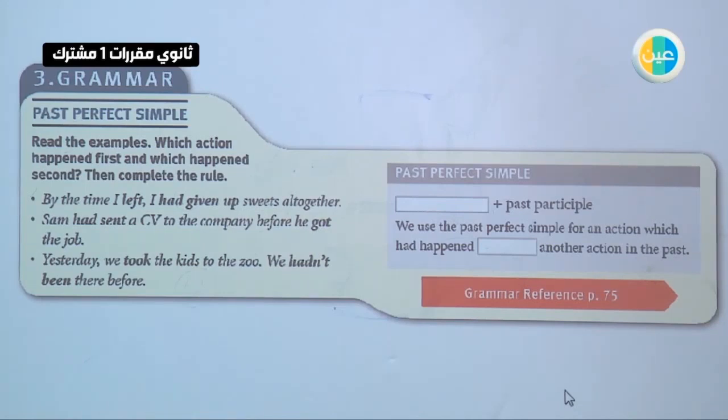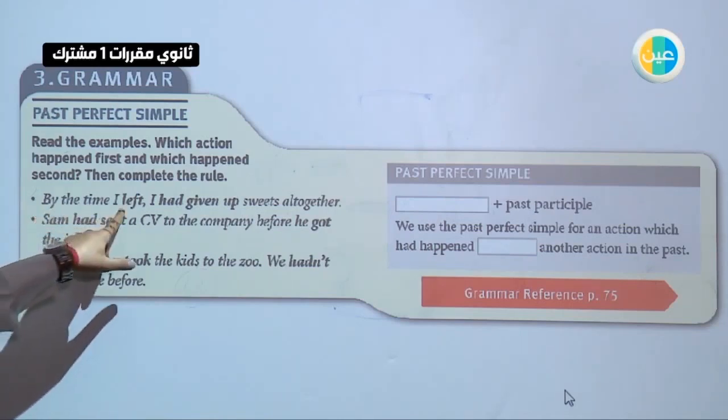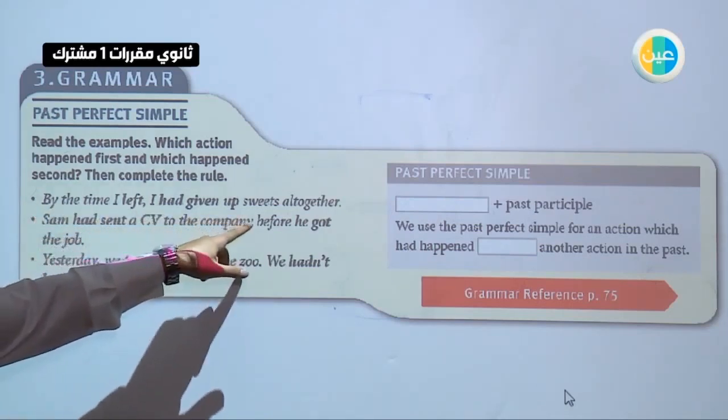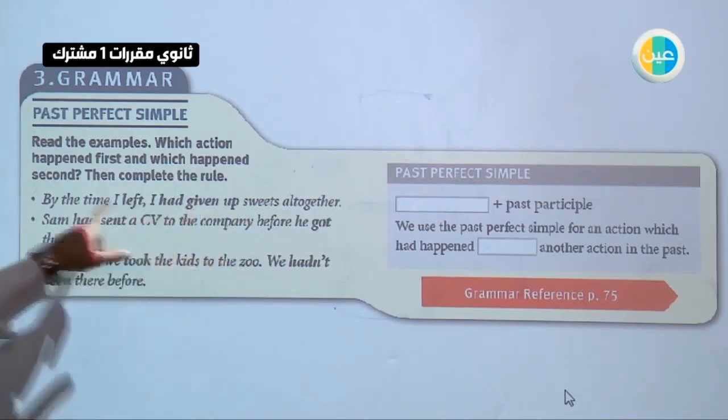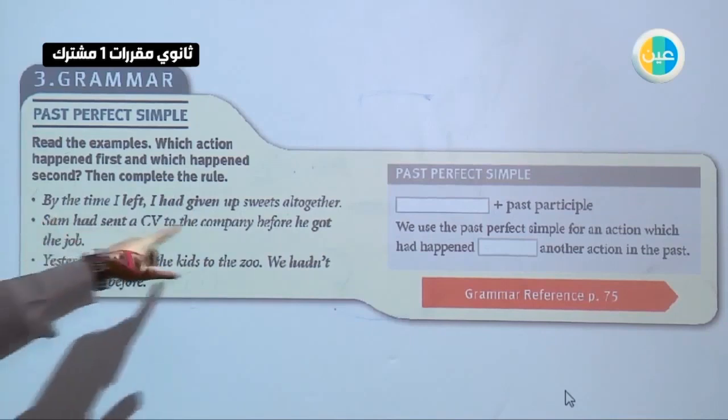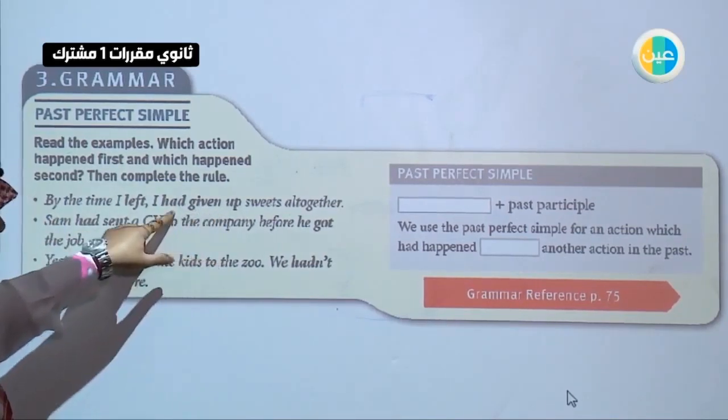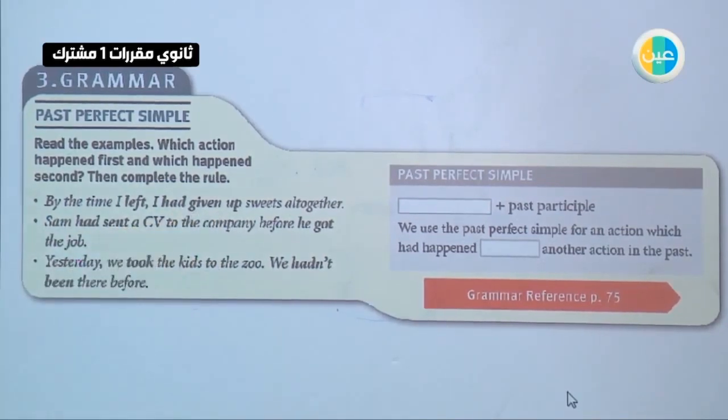So for these sentences, for example, the first one: by the time I left, I had given up sweets altogether. So first he gave up the sweets and then he left. As you can see here, we use the past perfect simple.